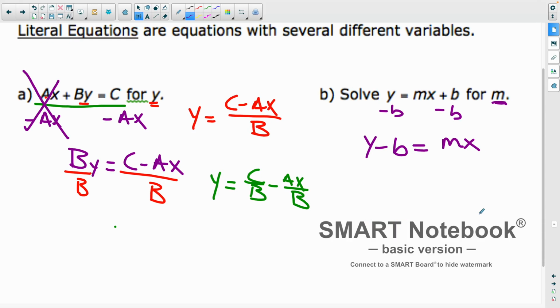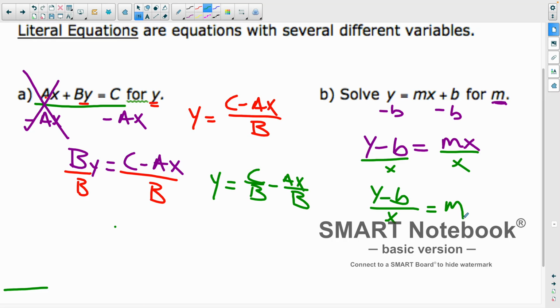Okay. What would be the next thing I could do? Trying to get m by itself, so I'm trying to get the m to be here. I need to get rid of the x. How do I get rid of the x? Divide by x. So I'm going to divide by x on this side, divide by x over here. So y minus b divided by x is equal to m. That would be kind of the easiest way to write that one there.